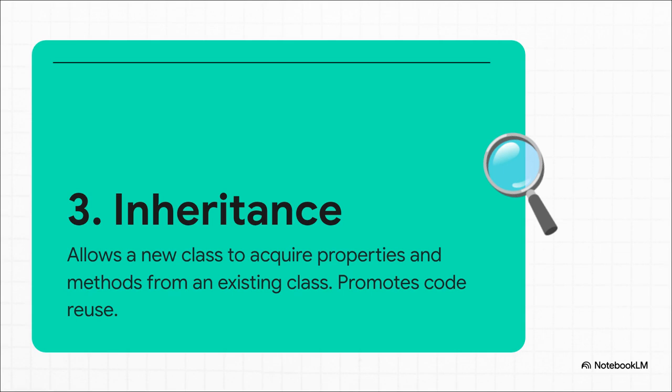Pillar number 3 is inheritance. And this one works pretty much exactly like a family tree. Let's say you have a general animal blueprint, a class, that has the ability to eat. Now, you can create a more specific dog class that inherits from the animal class. What's cool is the dog automatically knows how to eat without you writing any new code for it. Then you can add its own special behaviors, like bark. This creates what we call an is-a relationship. A dog is an animal, and this saves programmers a ton of time.